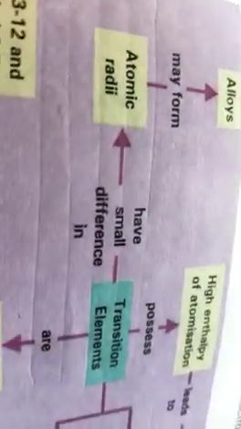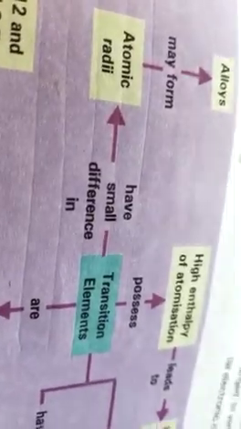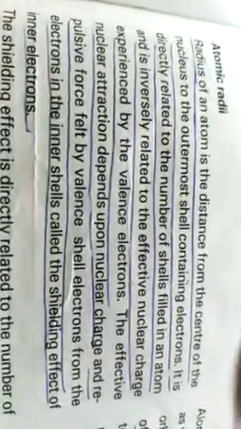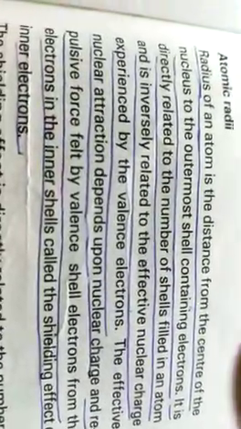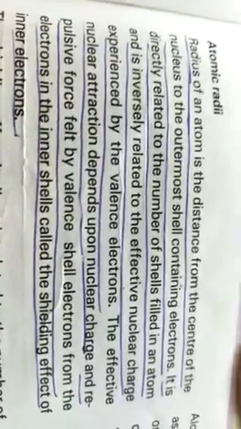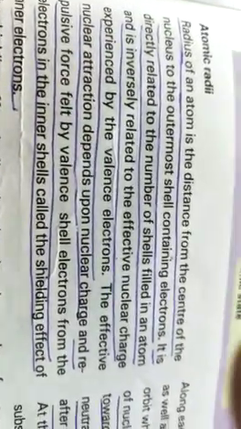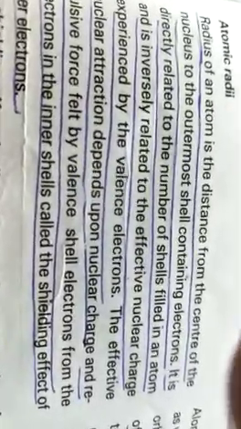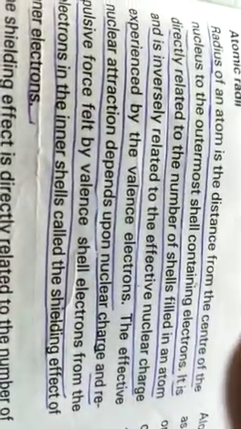Properties of transition elements. Now we can study the properties of transition elements. First is atomic radius. Atomic radius of an atom is the distance from the center of the nucleus to the outermost shell containing electrons.